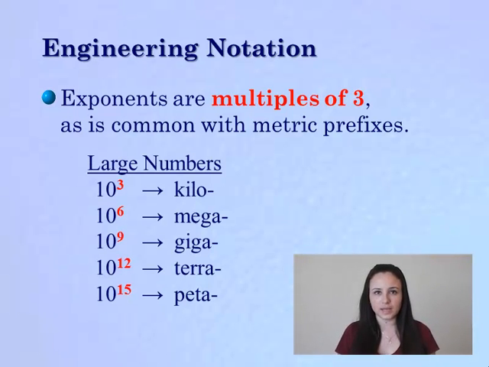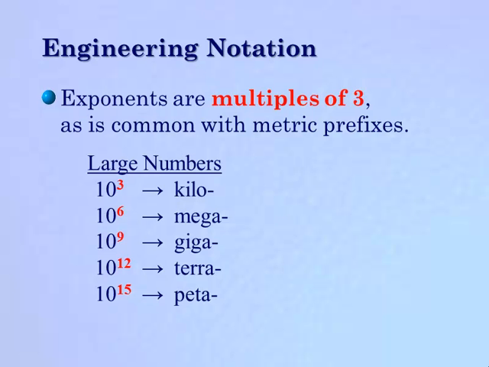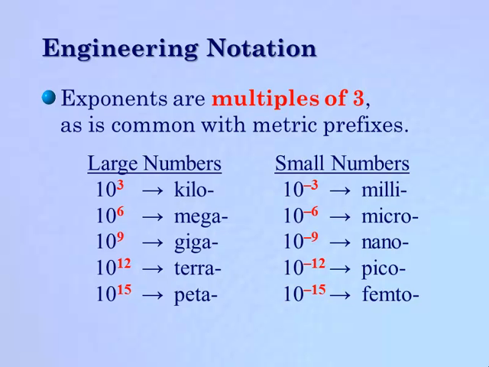Engineering notation is just slightly different from scientific notation because the exponents are always multiples of 3. So for very large numbers, our exponents will be 10 to the 3rd power, 10 to the 6th power, 10 to the 9th power, or 10 to the 12th power, and so on. And you'll notice that those conveniently correspond to the prefixes that you're used to seeing in the metric system, such as kilo, kilometers or kilograms, mega, megahertz, or giga, tera, and peta.